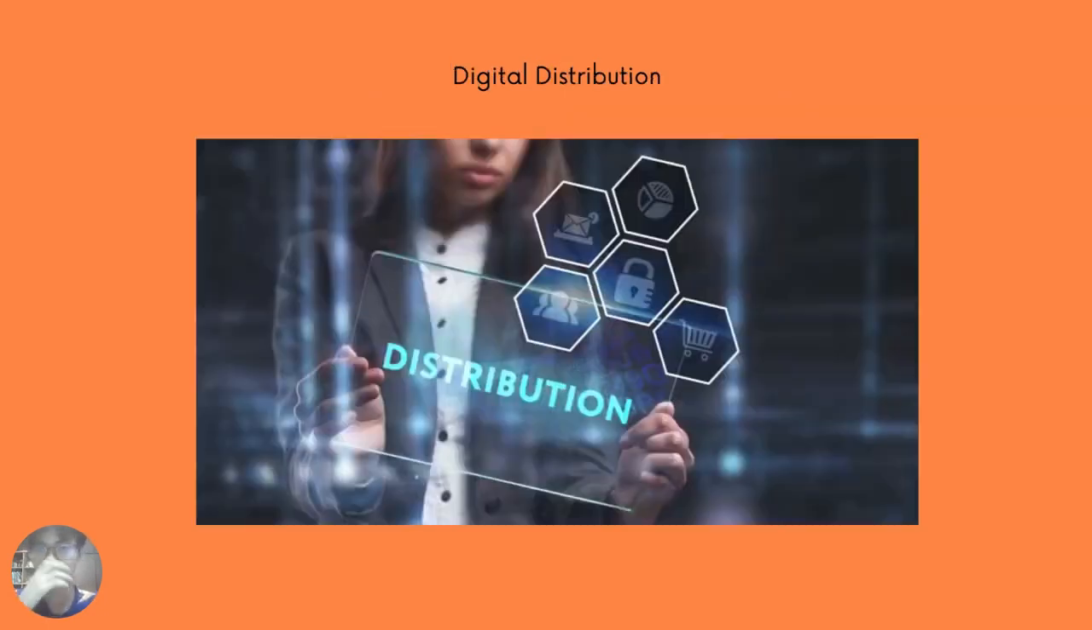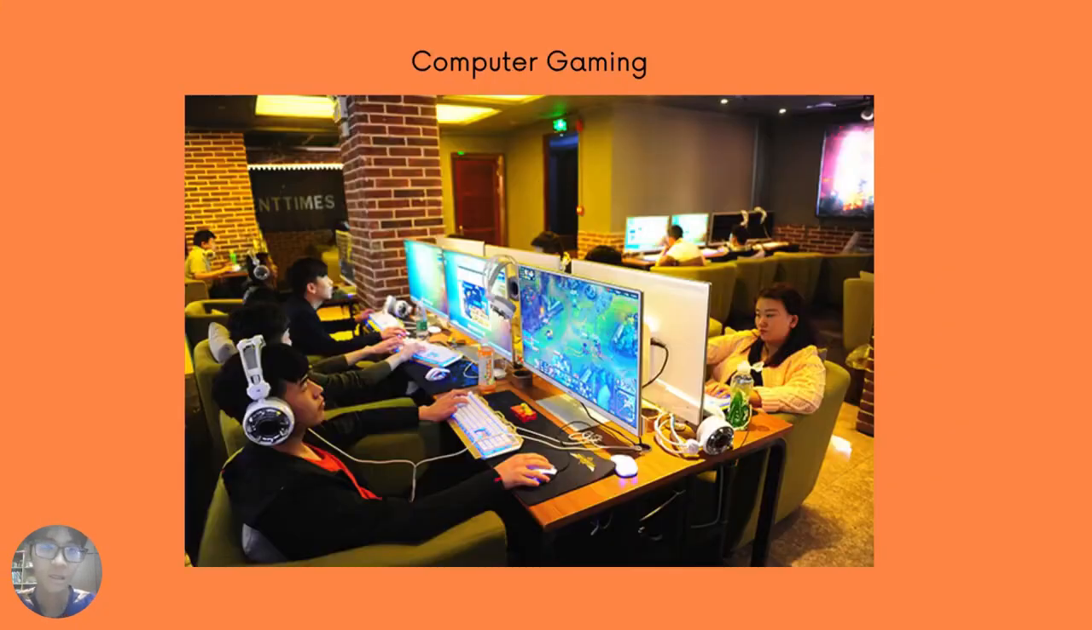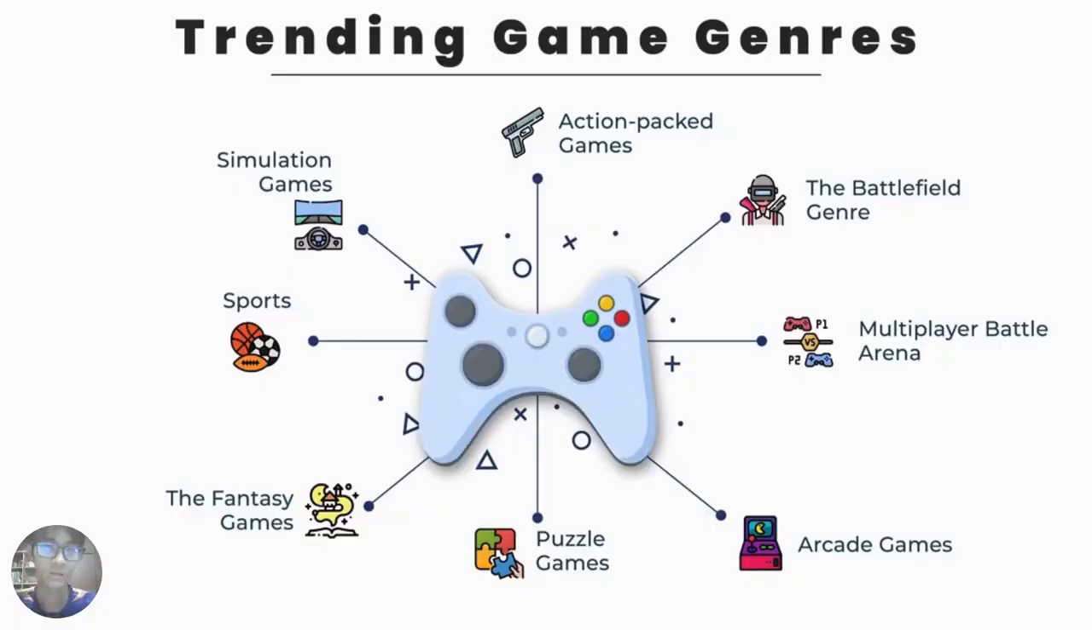And then video games further evolved into digital distribution, where the video game became easily downloadable from, like, Play Store and Internet. And then computer gaming became popular. So here are some game genres that are covered in the book. This is just the tip of the iceberg.